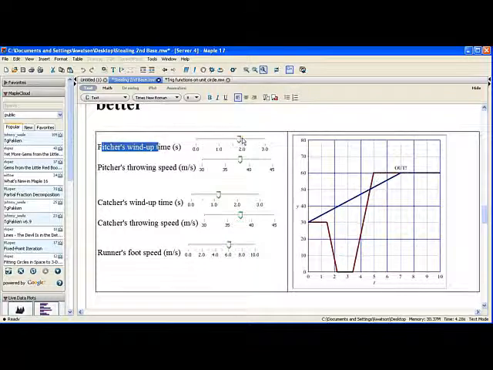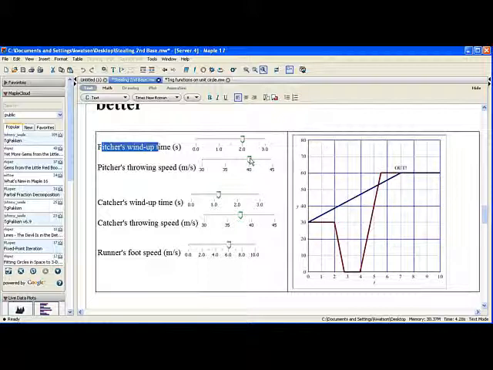Let's suppose the pitcher's wind-up time is constant at 2 seconds and he has a constant throwing speed. Let's look at the difference in what matters more, the catcher's wind-up time or the catcher's throwing speed. If I move the catcher's throwing speed as low as it can possibly go, then it takes 6 seconds for the ball to reach second base. If I move it to 45, then I've only reduced the time by less than a second, like 0.8 seconds or so. Now let's put it somewhere in the middle.